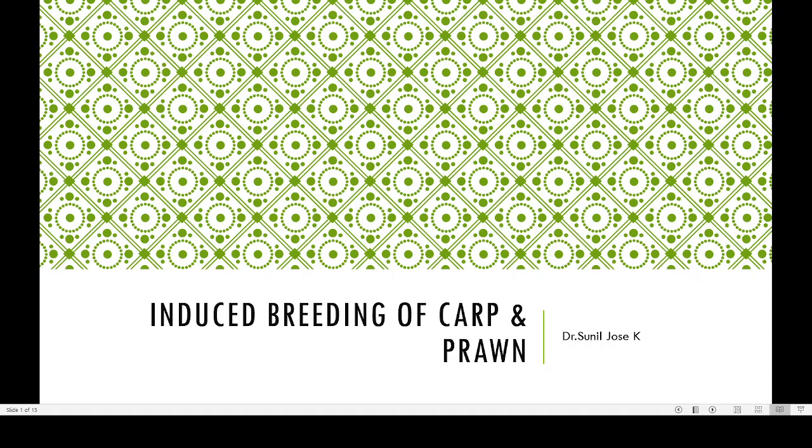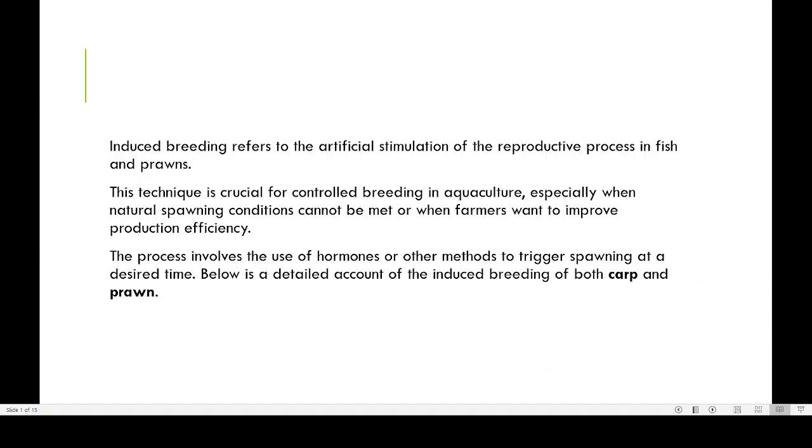This is a new technique known as induced breeding of carp as well as prawn. That is what is expected from your syllabus. The purpose of this kind of technique is that fish will be naturally reproducing, but the natural production of egg will be very limited, or in very few numbers.